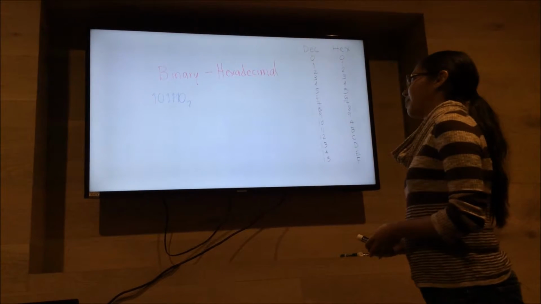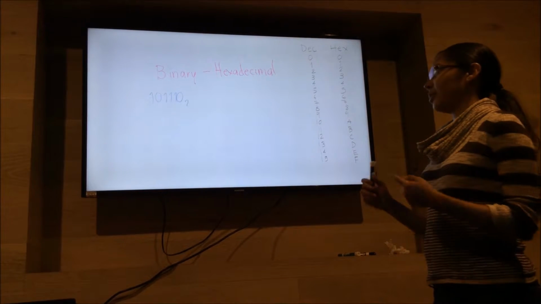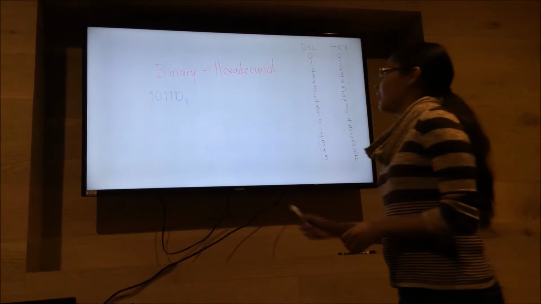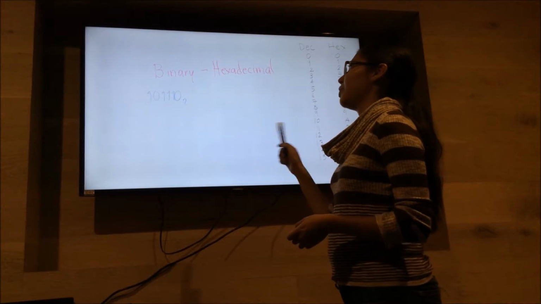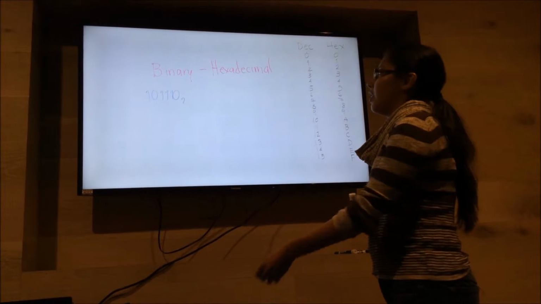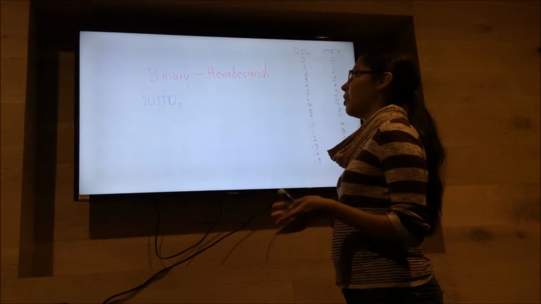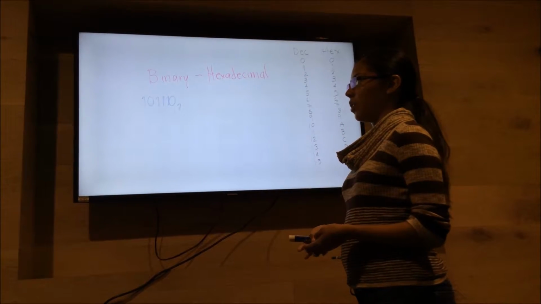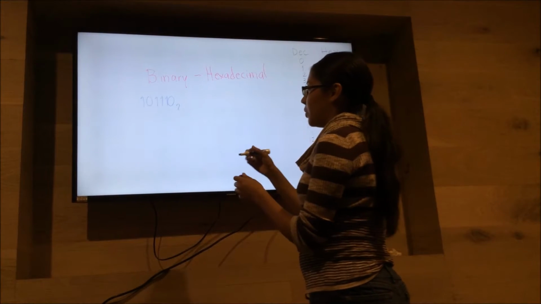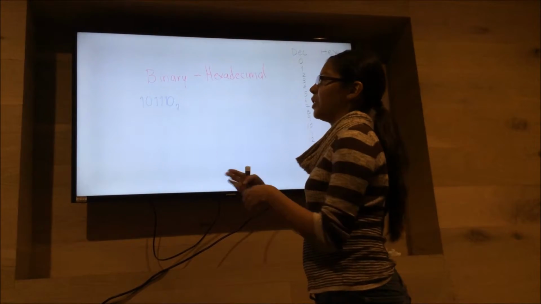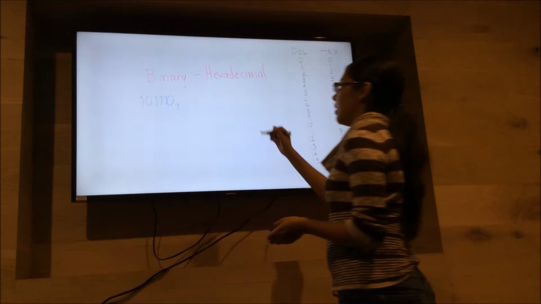Now I'm going to explain to you how to convert a binary number into a hexadecimal number. Here we have our first example, that is 101110. The first step that we have to do is to divide our binary number into sections of 4 digits. In this case, to obtain our divisions, we have to start from the right to the left.